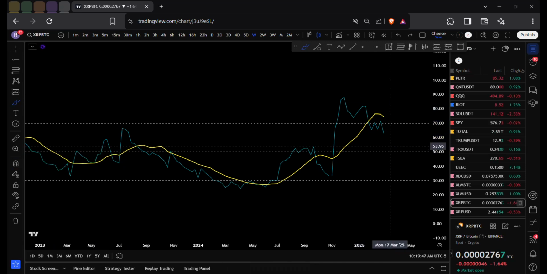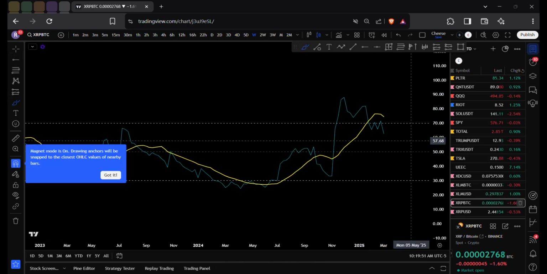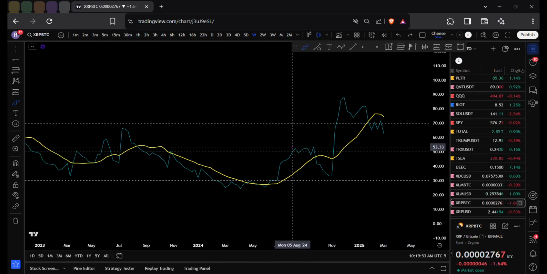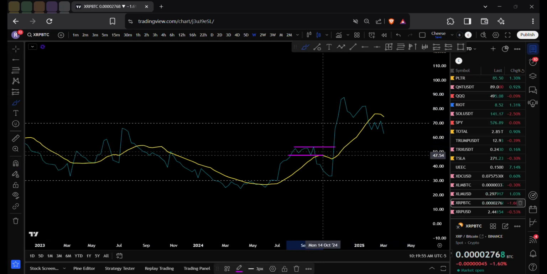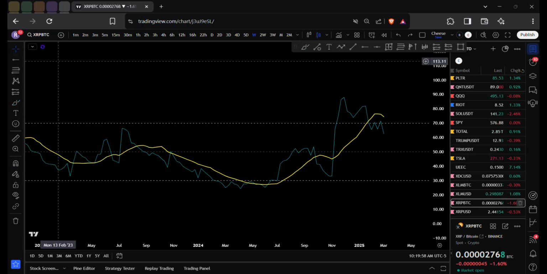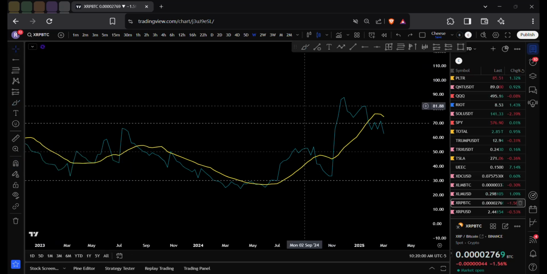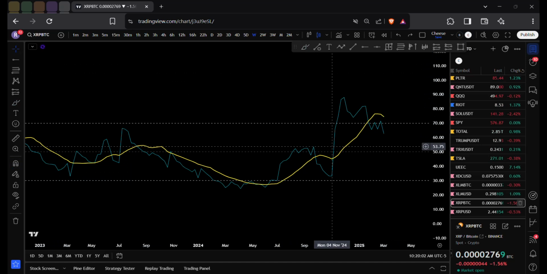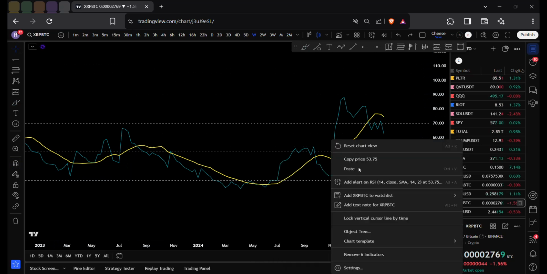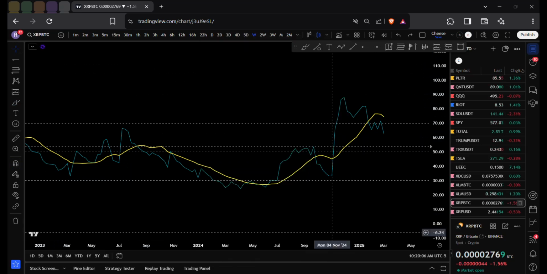We have room to bleed, right? Like this is where you want to be, right? Probably here, 53, right? 53 to 47 is the range that I would like to at least start watching XRP. I'll set an alert at the 53.75. Get alert.